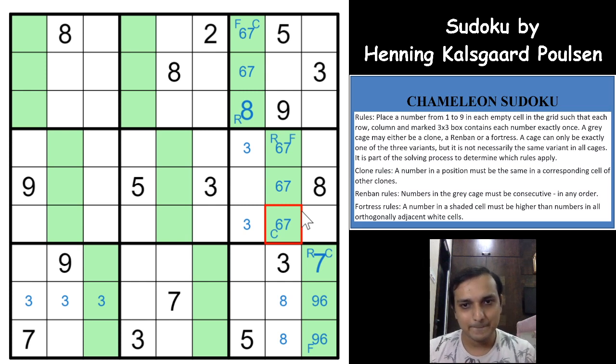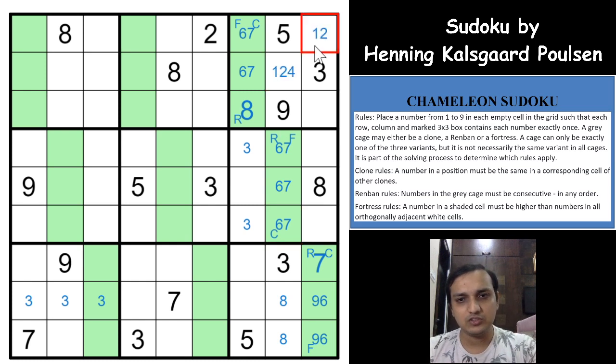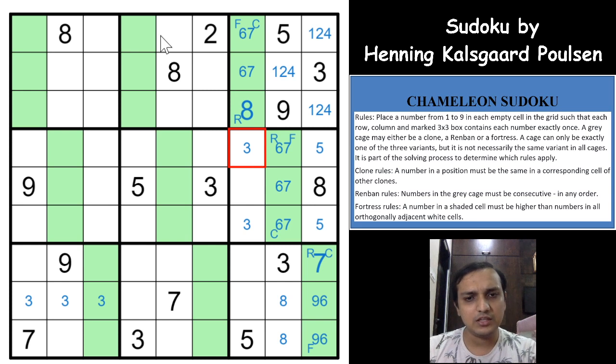And so the other three cells are 1, 2 and 4, right? We can just mark them. And 5 needs to be in one of these two cells according to the classic rules. So let's see if we get anything else. And because of this 3, we need to have 3 in one of these two cells. Just the classic rules, right? Nothing much.